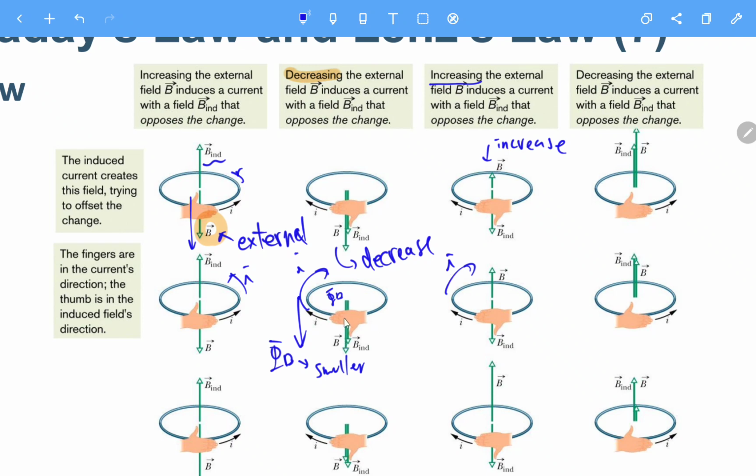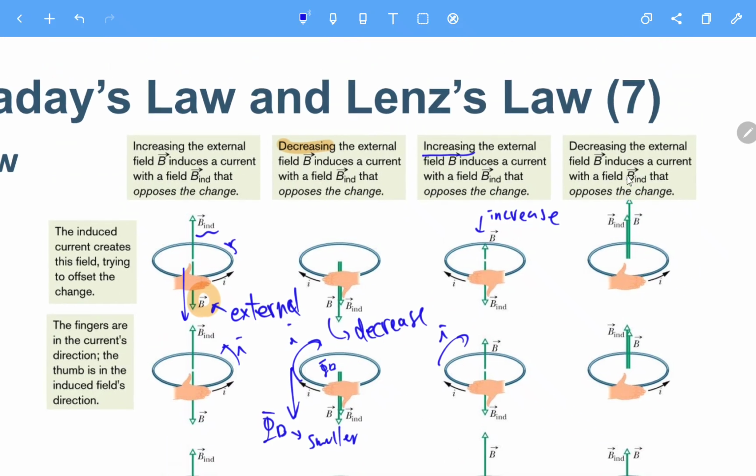Okay, so here external B field pointing downward decreasing, here the B field pointing upward and then start to decrease. Okay, we'll have the same direction of the induced current. Okay, so the final case is that this external B field started to increase until the maximum point, and then it start to decrease. So this B field start to decrease.